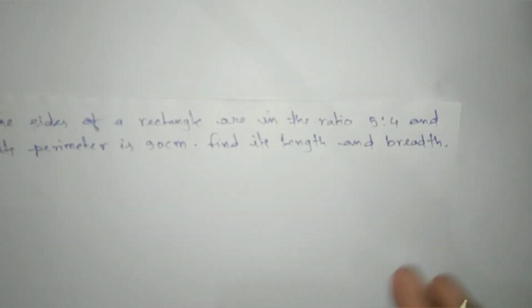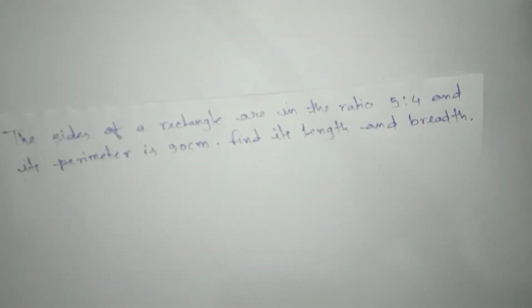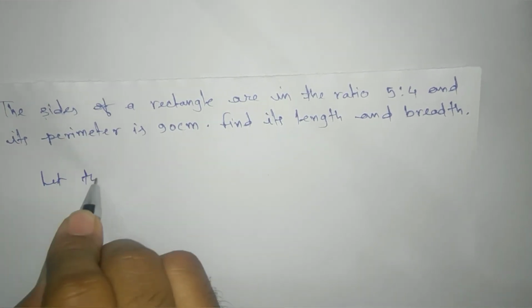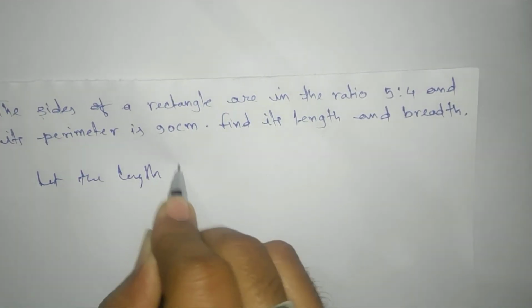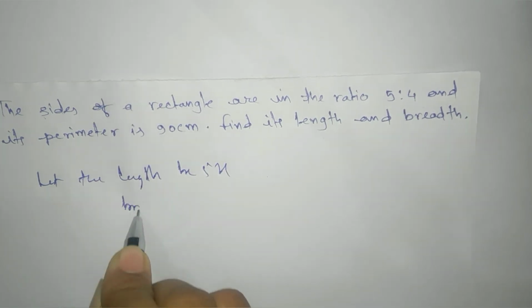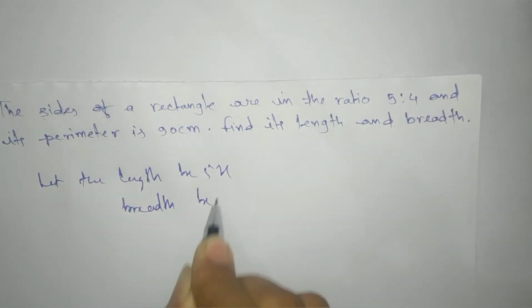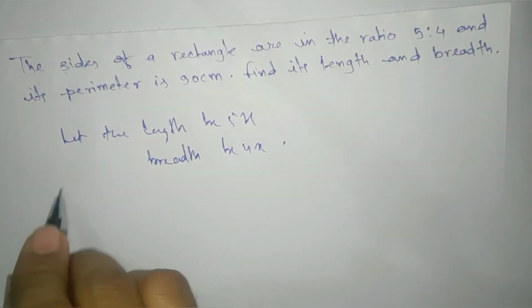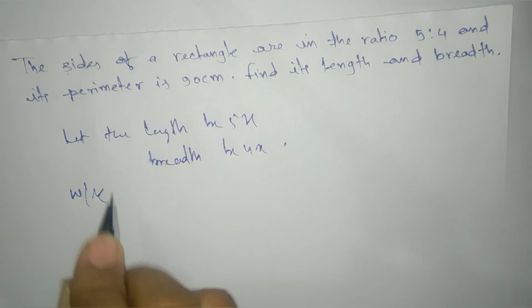And the last problem here is: the sides of a rectangle are in the ratio 5:4, and its perimeter is 90 centimeters, find its length and breadth. So let the sides be, you can take any one, but generally the first one we give to the length. So we write, let the length be 5x and the breadth be 4x. Now we need the perimeter.